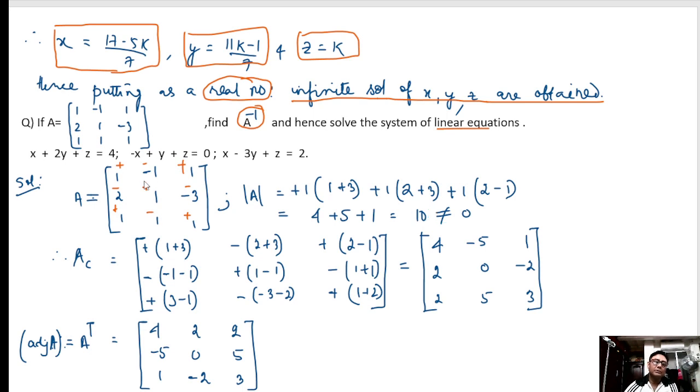Now find the cofactor matrix. So for the cofactor matrix, for this position, I will take this part. So here I have taken, which is 1 into 1, and this is minus 3. So we put a minus sign, so it becomes 1 plus 3. Next, for this position, I will take 2 into 1, 2, and this is minus 3. So 2 plus 3 it will become, and this position has a minus sign.